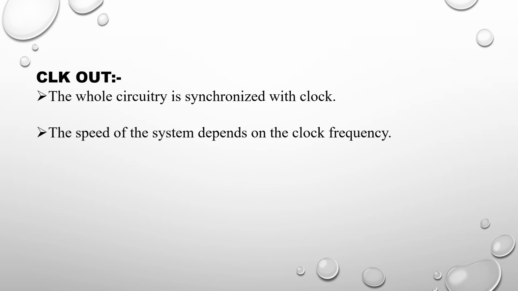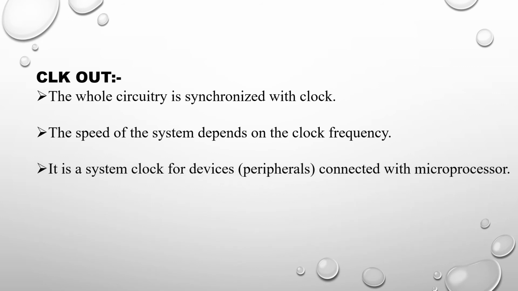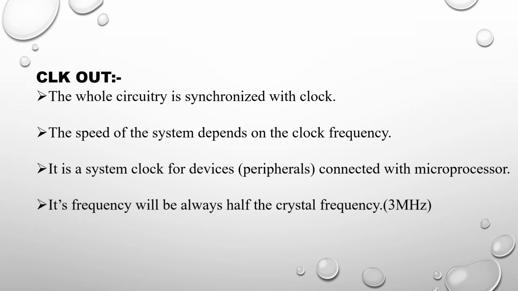The speed of the system depends upon the clock frequency. Clock out is nothing but a system clock for devices, that is peripherals, which are connected with the processor. So it is present inside the processor and it is used by the peripherals for any operation to be performed. The clock out frequency will always be half the crystal frequency. So if the crystal frequency is 6 megahertz, the clock out frequency will always be half of it, that is 3 megahertz. This is how we learned about clock out. By this, X1 and X2 and clock out together form your clock signals.